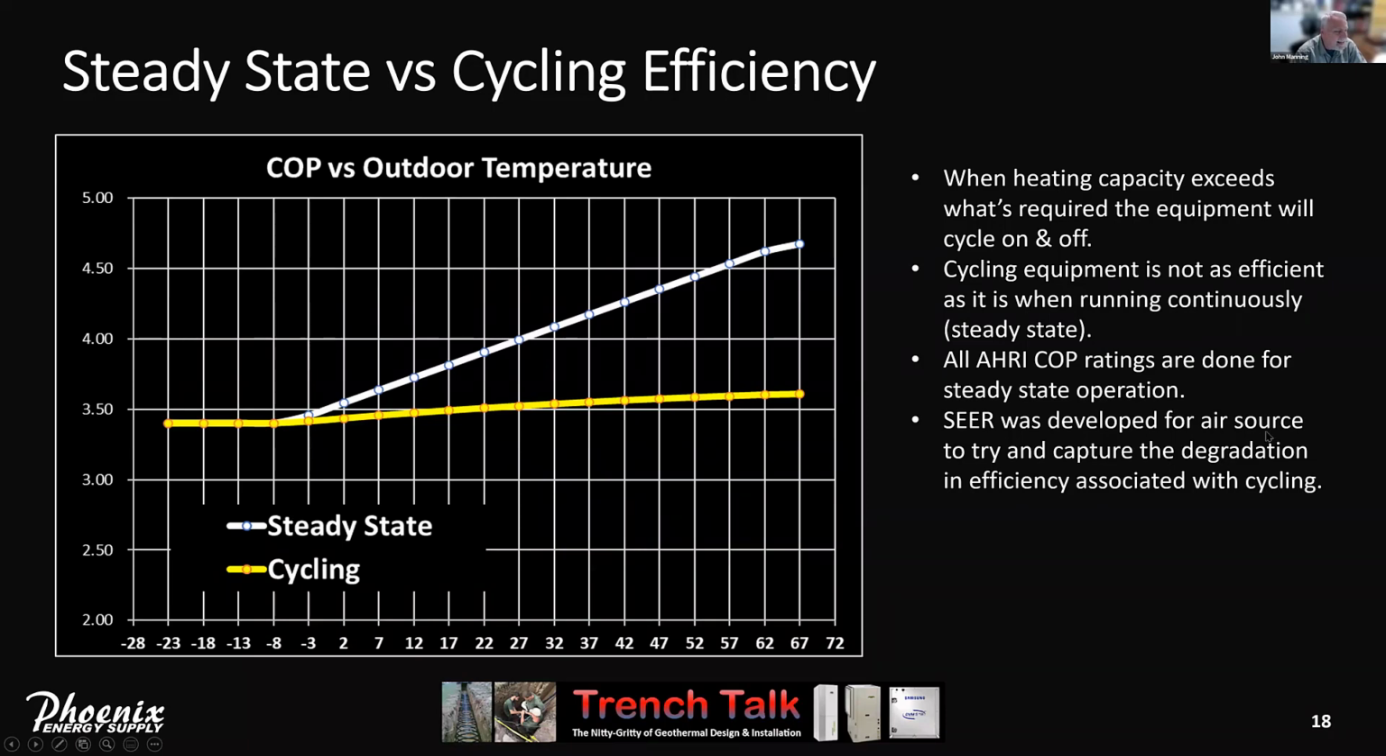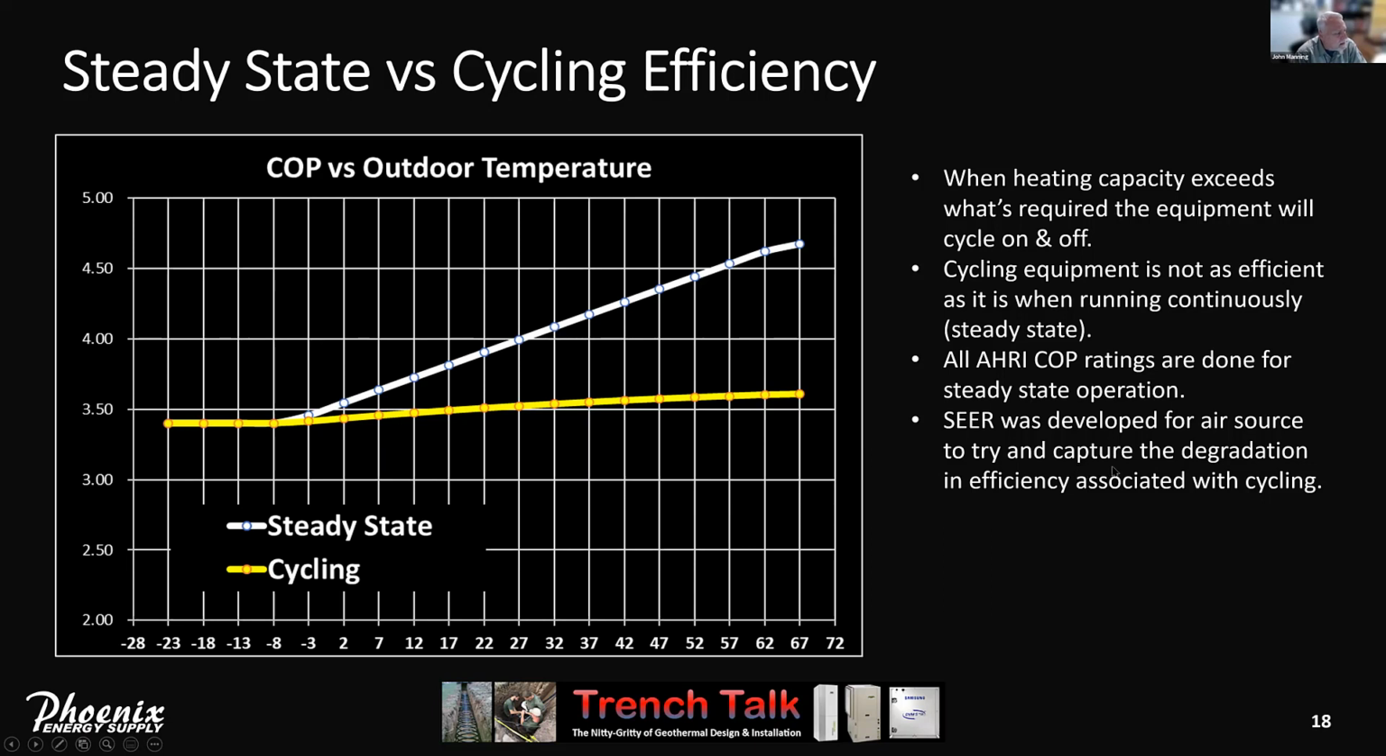SCER was developed decades ago, and it was a means to try to capture the degradation in efficiency associated with cycling. It has to do with your part load factor. How much oversized are you? What kind of cycling rate will you have? And the SCER testing was 6 minutes on, 24 minutes off. And it was developed for air-cooled equipment. And they ran that test when it was 82 degree outside air to really reflect low load and to get into this 20% duty cycle. 6 minutes out of 30 minutes is a 20% duty cycle.